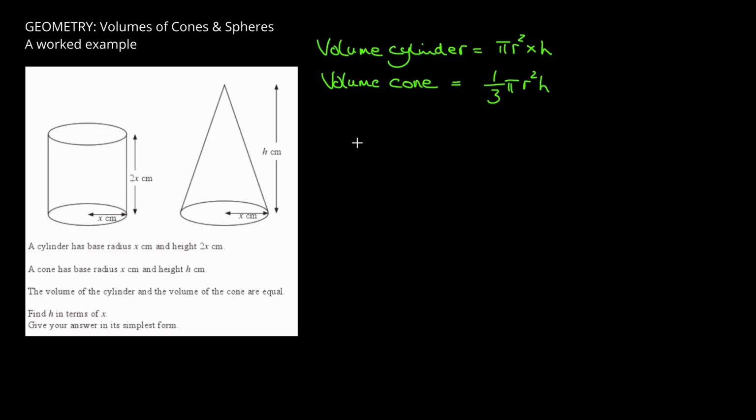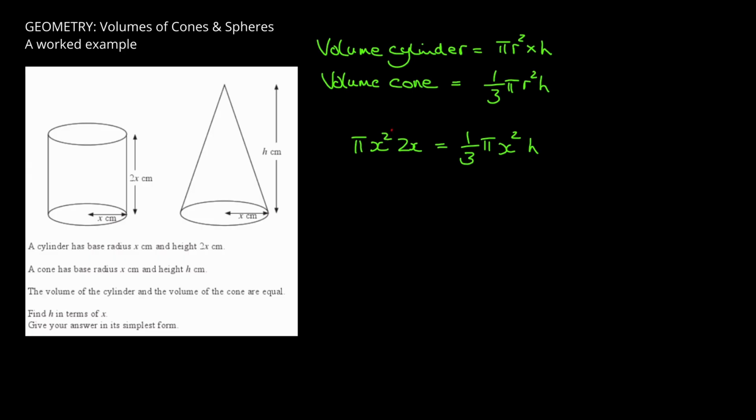Let's do the cylinder first. We get pi r squared, well, in our cylinder terms, it's x squared. h is 2x, and that must be equal to a third pi. The r, again, is an x, so this is x squared, and the height is h. It's worth having a look what we need to find. We need to find h in terms of x. Okay, so we need h on its own.